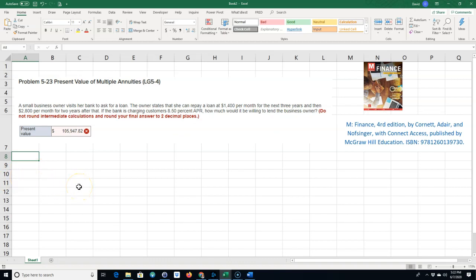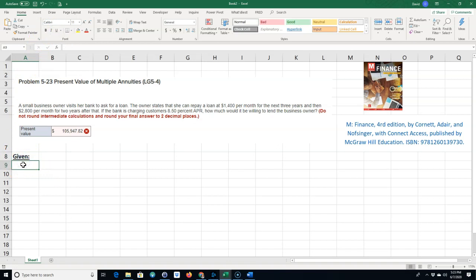So let's go ahead and read the problem. It says a small business owner visits her bank to ask for a loan. The owner states that she can pay $1,400 per month for the next 3 years and then $2,800 per month 2 years after that. The bank is charging 8.5% APR. How much would it be willing to lend the business owner? So let's go ahead and just put in what we're given here.